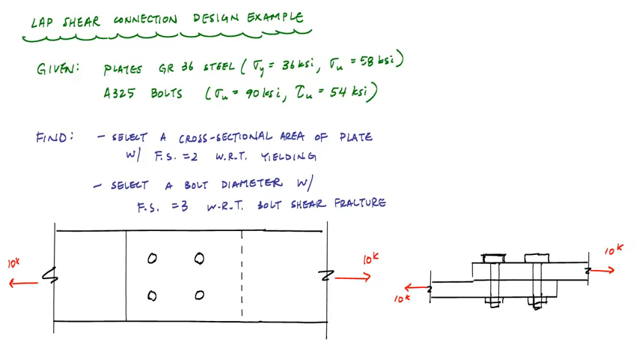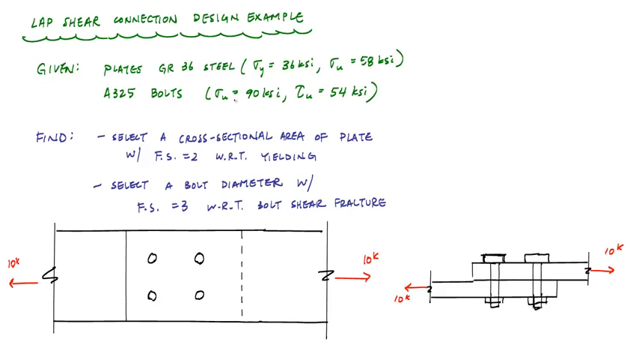And in this video, we're going to do some mechanics and materials and look at a lap shear connection design example. What we're trying to do in this lap shear connection is transfer essentially 10 kips from one end to the other end through a lap connection, which is two plates on top of each other connected by bolts. In this case, I've got 4 bolts here, and if I looked at the side view of the connection, you see 2 of the bolts here.